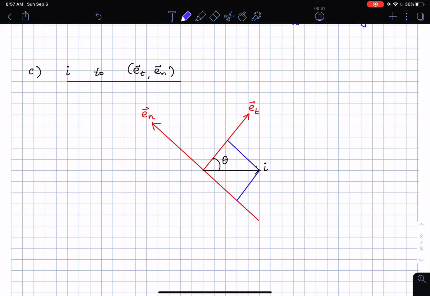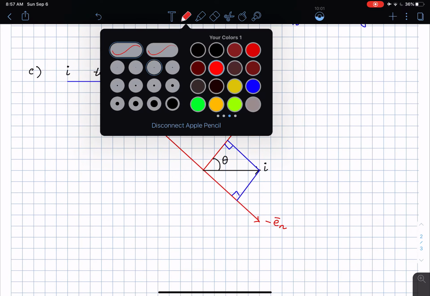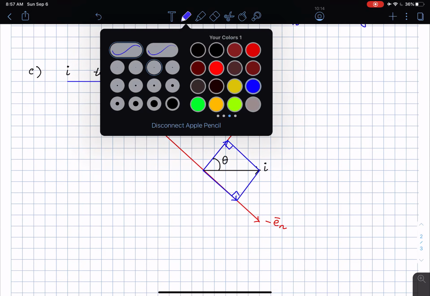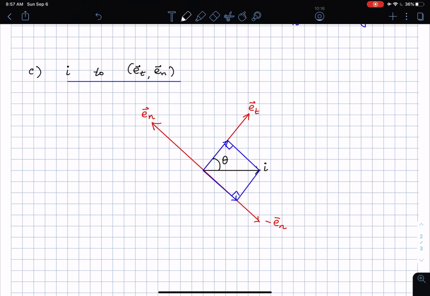Okay, these are all perpendicular lines. The first thing you've got to do is, I have extended this, so this becomes minus En. Then I start writing the components, and before that I draw the components. So one along this direction here, then one more along the negative En direction, as you can see here, and then the magnitude of these components.